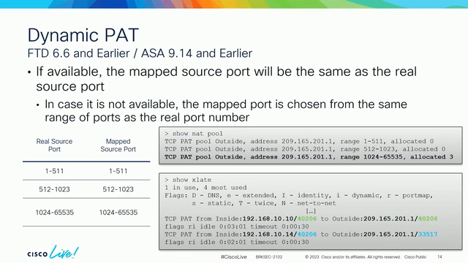Now, when working with dynamic PAT with a single IP address, depending on the XLATE rates and how long the XLATEs live in the XLATE table, it is possible that we run into PAT exhaustion. PAT exhaustion means that the firewall runs out of ports for allocating translations. When that happens, the firewall will generate a syslog.